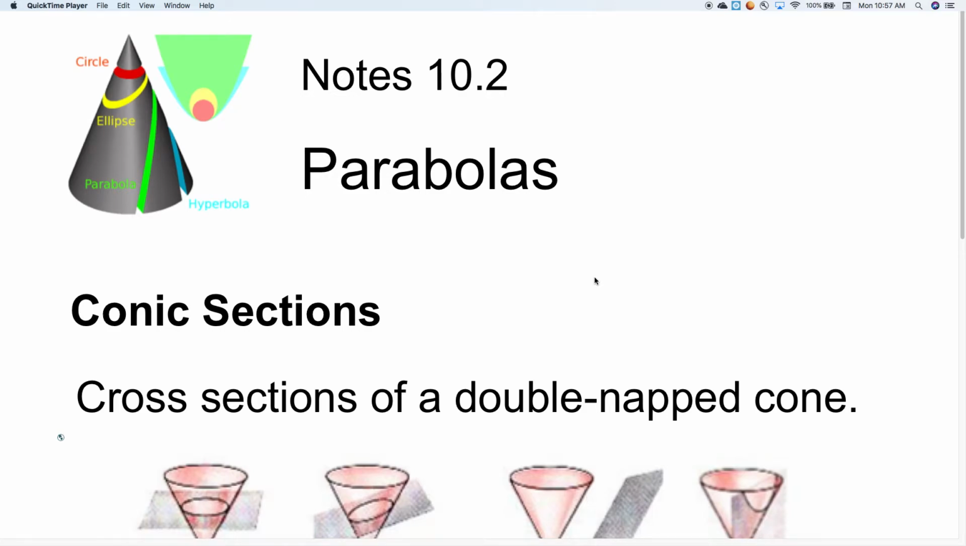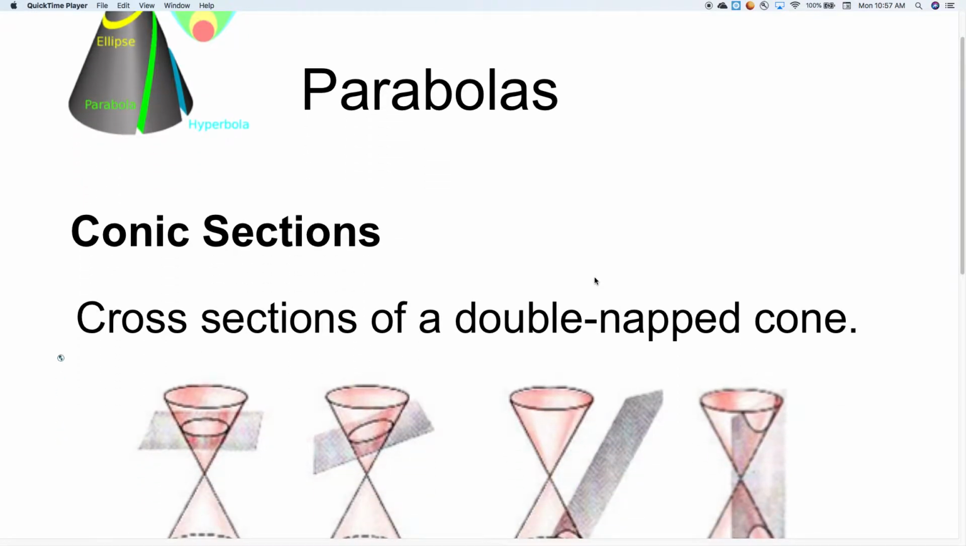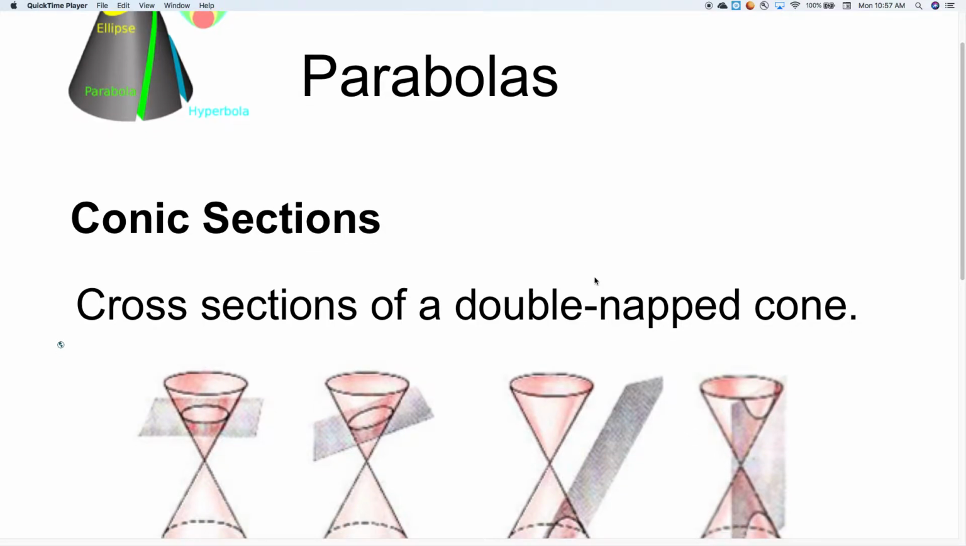Okay, so all of what we're covering up until our next test is all about conic sections, and for most of us, this is a new topic. I'm not sure, does Algebra 3 cover conic sections at all? Does anybody remember?